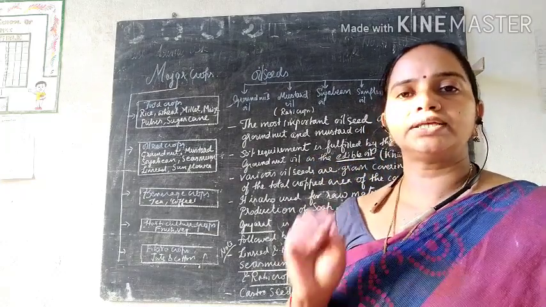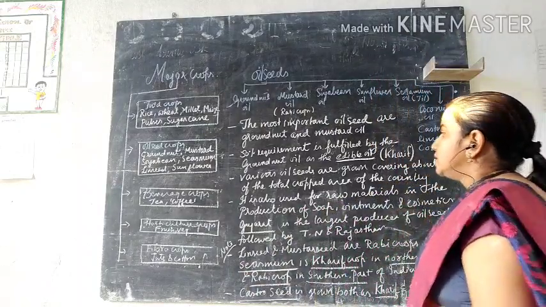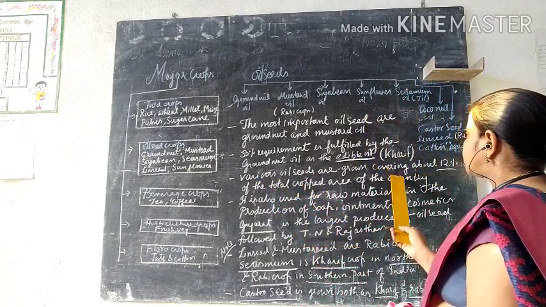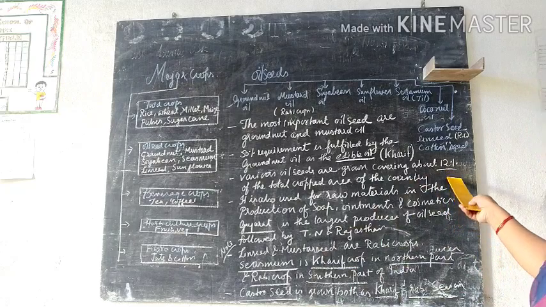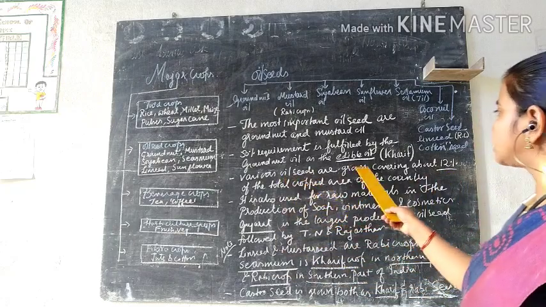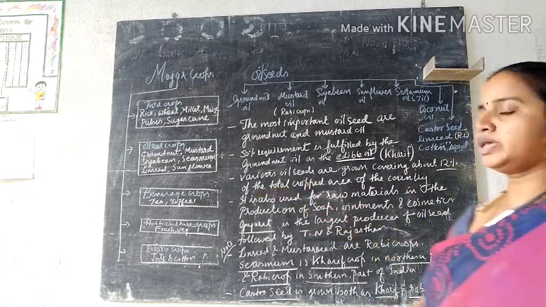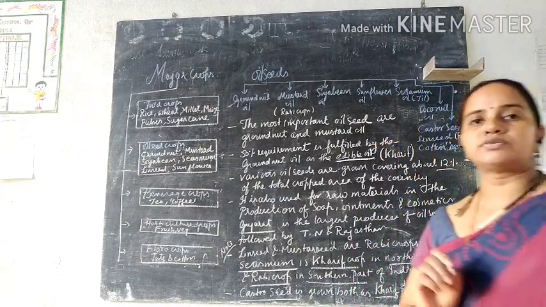Then it comes under the kharif crop, which is your summer crop. Besides this, the other oilseeds grown in the country cover about 12% of the total crop area of the country. It is also used as a raw material.